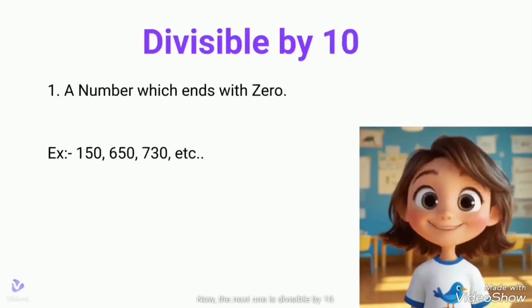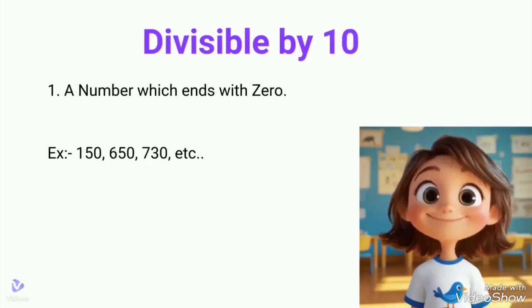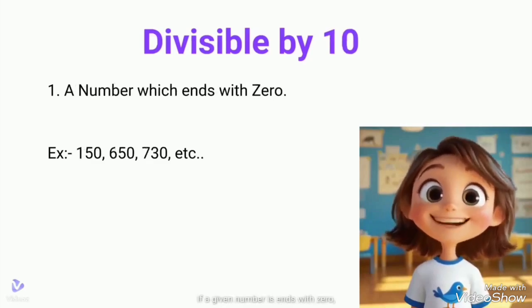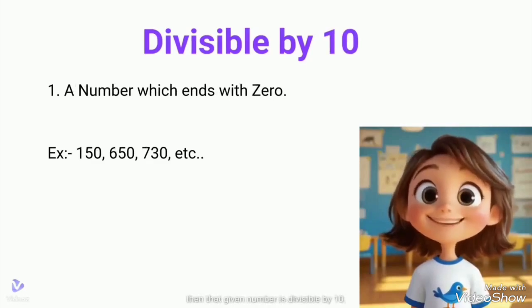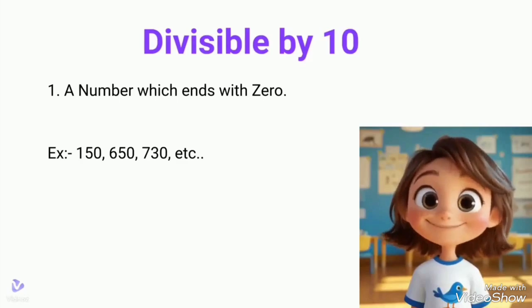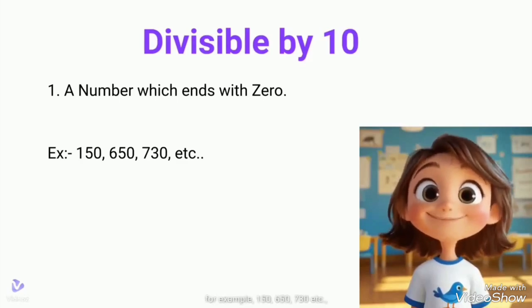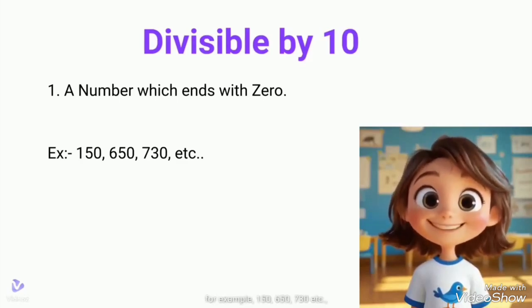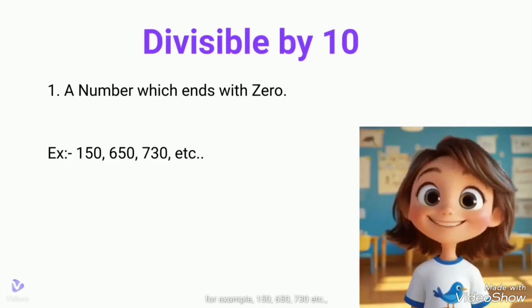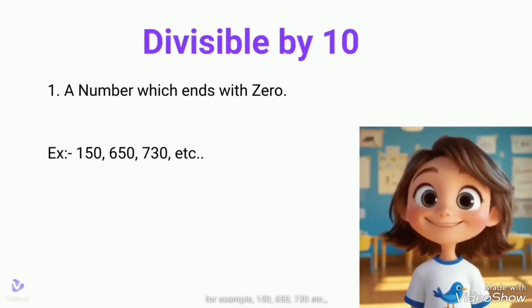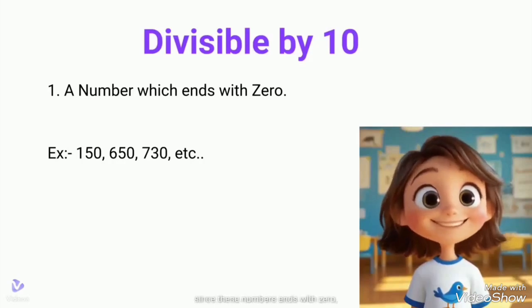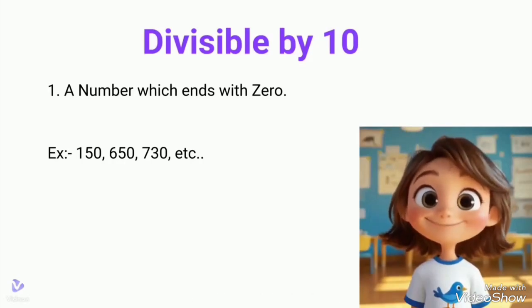Now, the next one is divisible by 10. If a given number ends with 0, then that given number is divisible by 10. For example, 150, 650, 730 etc. All these numbers are divisible by 10, since these numbers end with 0.